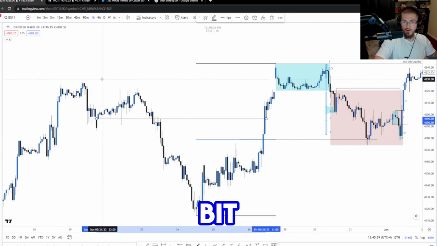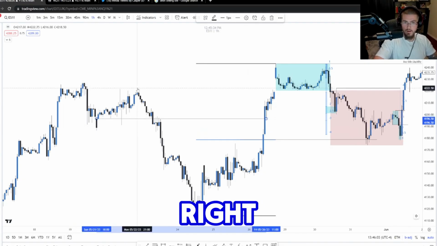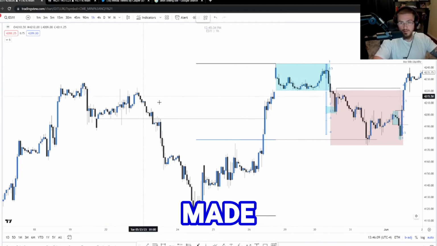Or if you want to be a little bit more degen, you could target the high of the week right here. Or whenever the previous week's high is really close, you could also target that. They wouldn't have won the money, but they would have definitely made some money.